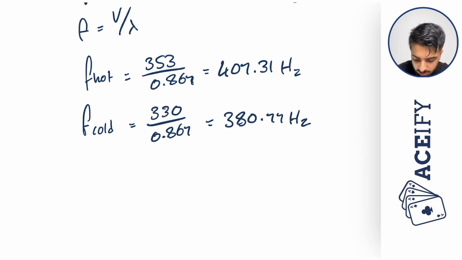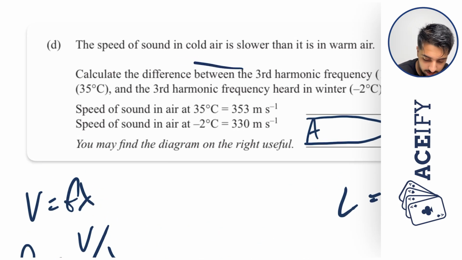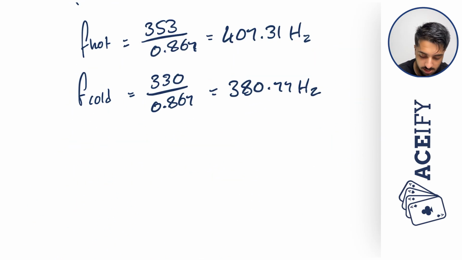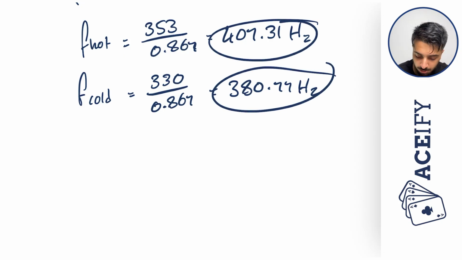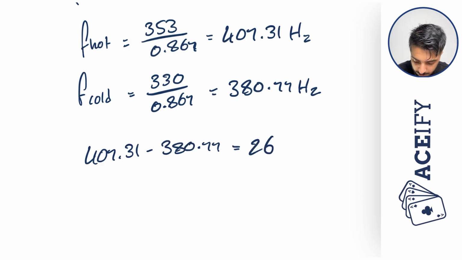380.77 hertz. Now, we're not quite done with this question, because if you look, it says calculate the difference between the two temperatures. So to calculate the difference, we take the larger number minus the smaller number. And so 407.31 minus 380.77, and that's equal to 26.54 hertz. There we go.